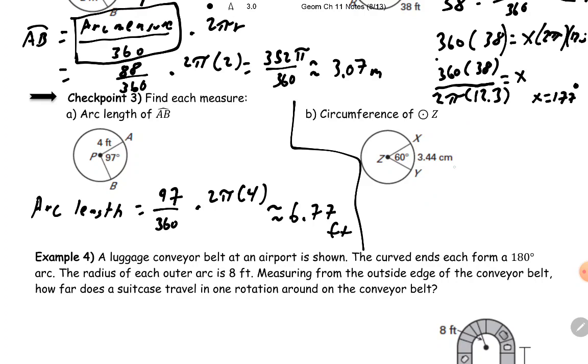Alright, so this time they want to find the circumference of circle Z. It's still the same formula. Arc length is equal to the arc measure of arc XY over 360 times 2 times pi times r. But 2 times pi times r is our circumference, so I'm just going to leave it as C.